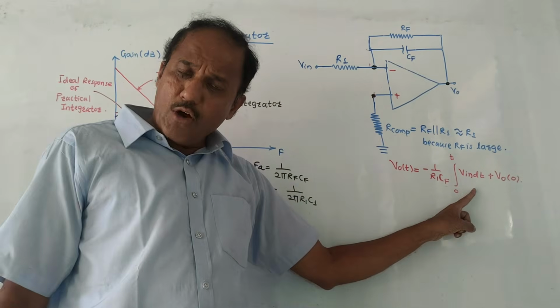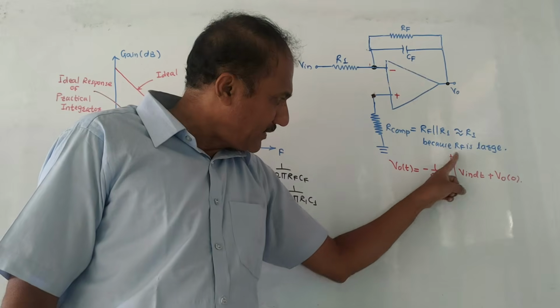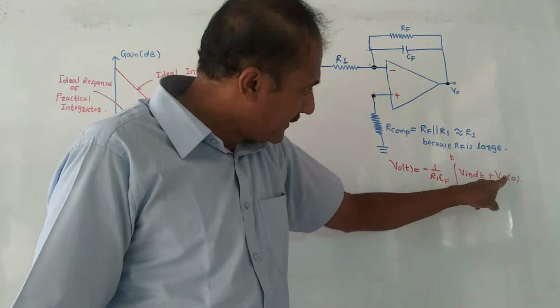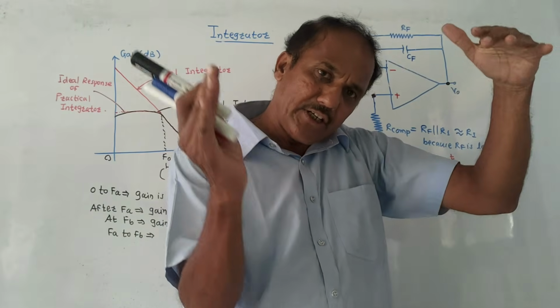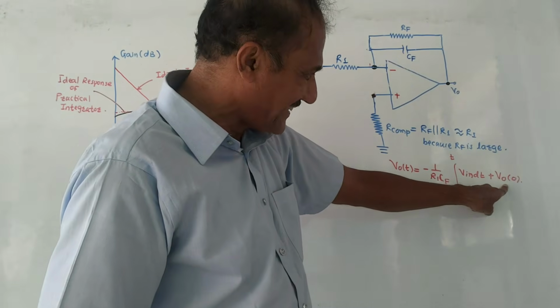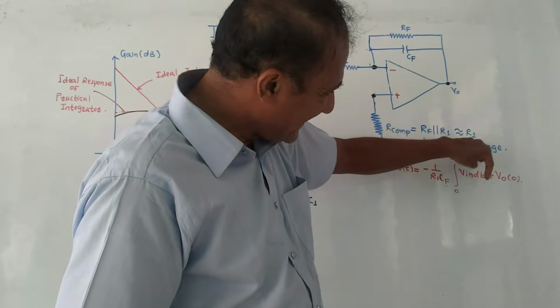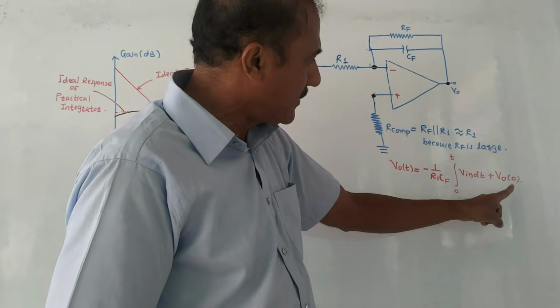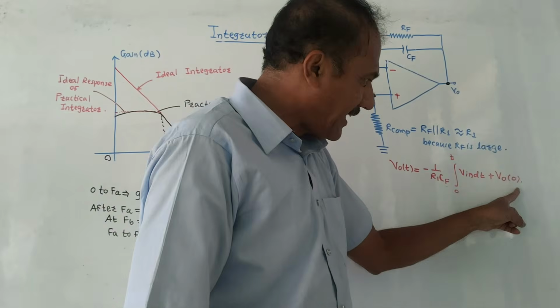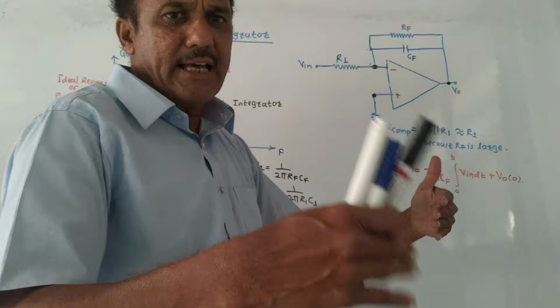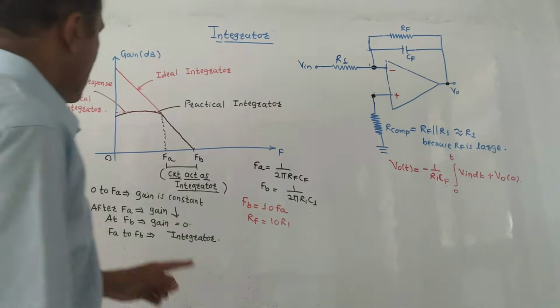This is the equation of output of practical integrator, which is similar to the ideal integrator. This last term V0 of 0 indicates that if there is a certain initial voltage across the capacitor before starting the operation, then it is added in the output equation, given by V0 of 0, or you can well write it as plus K, where K is the constant of integration.